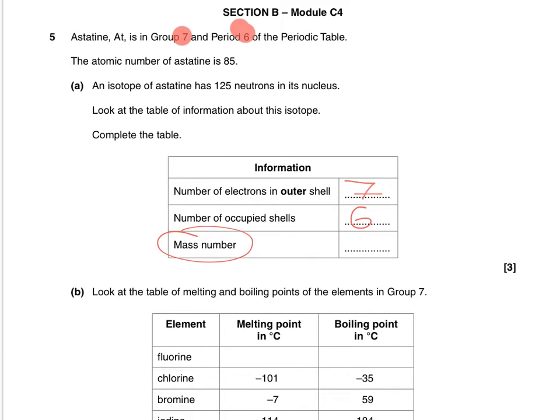Remember, guys, the mass number is the number of protons plus the number of neutrons. So it's told us how many neutrons it's got, 125. It's told us how many protons it's got because it's told us the atomic number. So we add 125 to 85 and we get 210. And that's 3 marks.